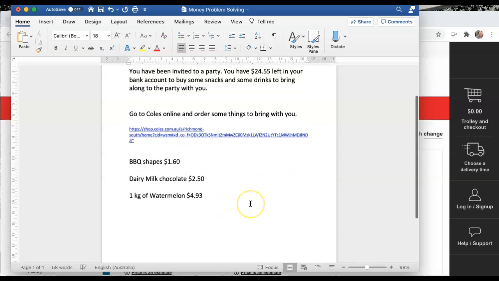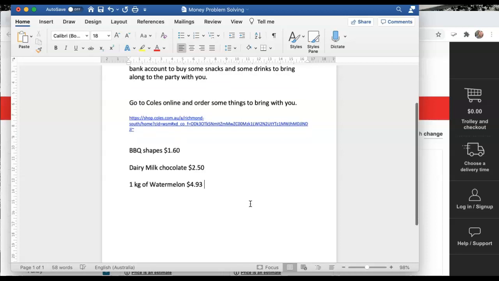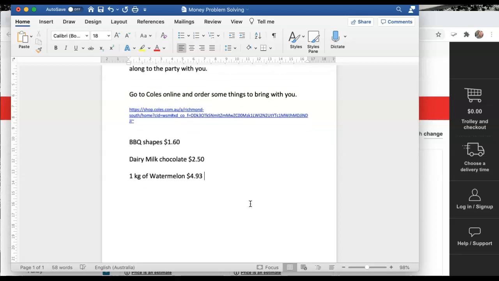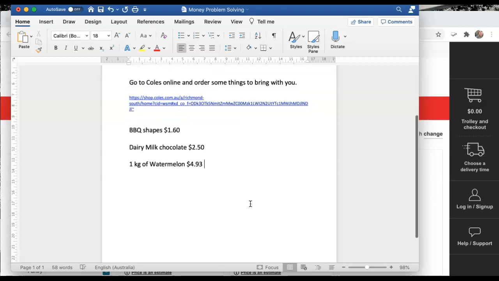All right. So far I have spent probably about $8. So I need to keep sort of a track on how much I am spending so that I don't go over my 24. If you've got quite a few things and you add them up and find out that they're more than $24.55, you might have to take one off.